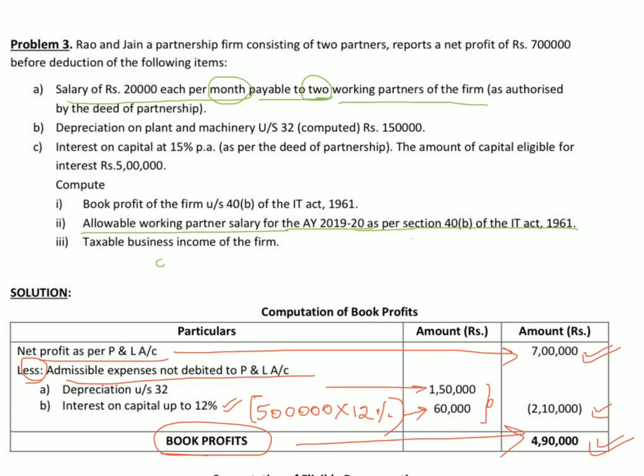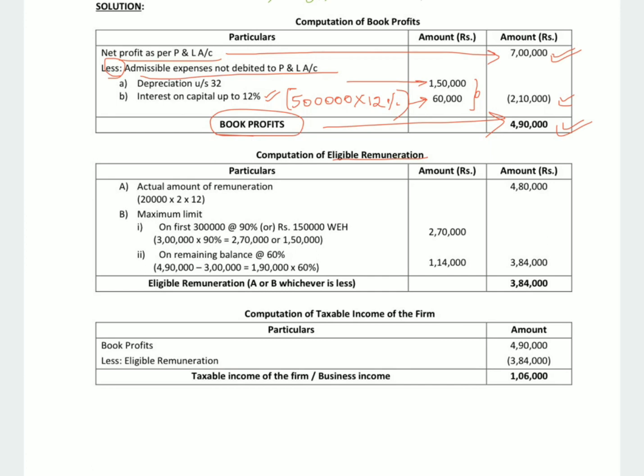So 20,000 into, they have given us for a month, we have to compute it for the annum, into 12, into how many working partners we have, into 2. So the value comes to 4,80,000. So the actual remuneration is 20,000 into 2 into 12, 4,80,000. Maximum limit, we have again two subclassified criteria.